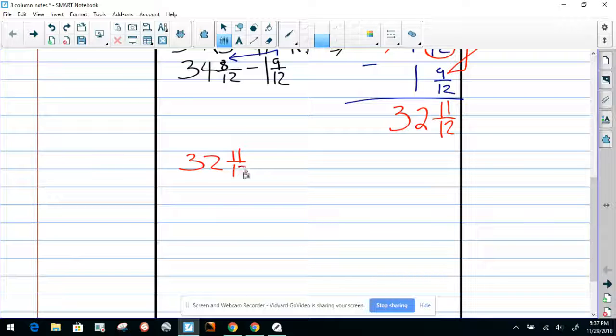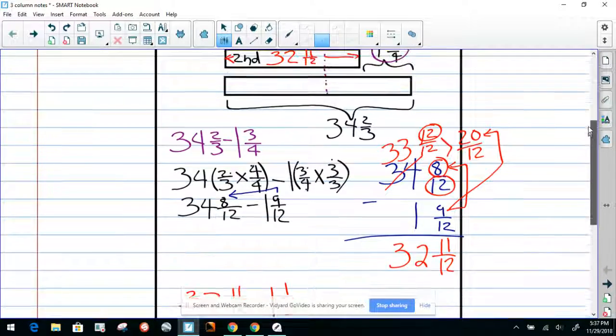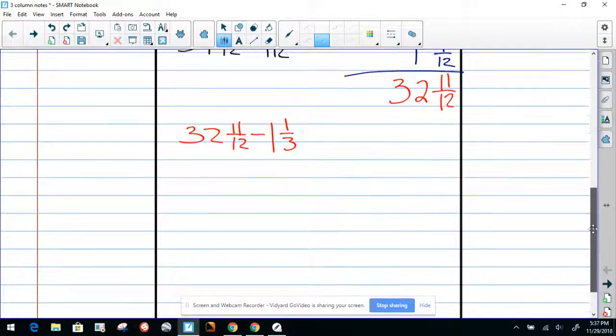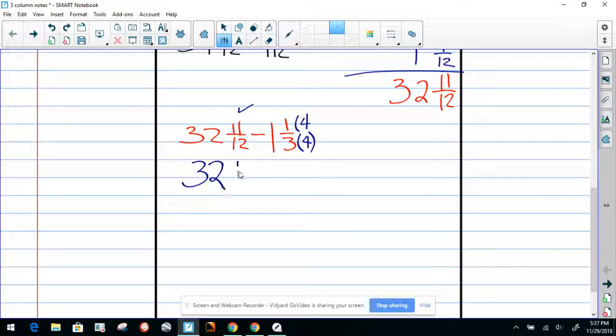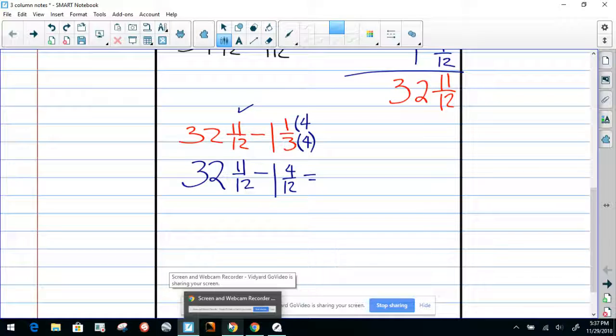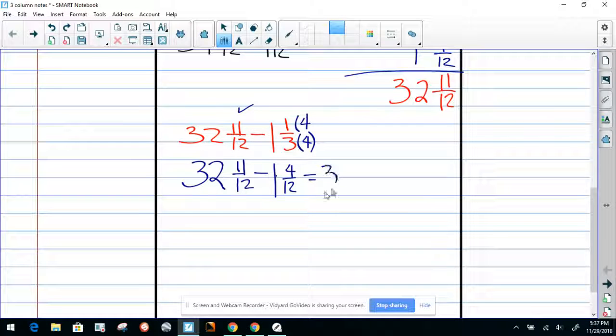So now let's do this: 32 and 11/12 minus 1 1/3. Let me just check to see if it's true. Yes, it is. So again, we need to make common denominators. The fastest way to do this is by multiplying the 1/3 by 4 to make it 12. So we can leave this one alone. So 32 and 11/12 minus 1 and 4/12. Now we subtract. 32 minus 1 equals 31, and 11 minus 4 equals 7/12.